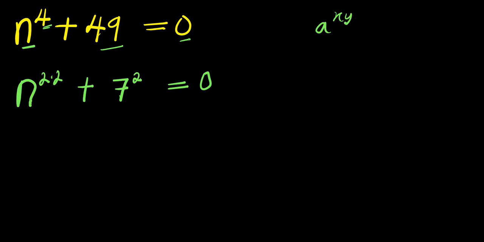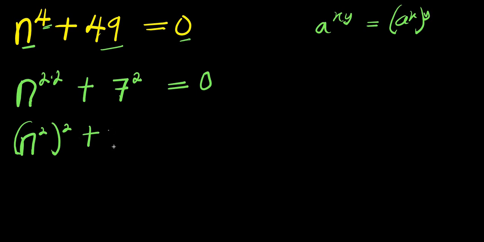a power x times y equals a power x to the power of y. So we have n power 2 to the power of 2 plus 7 power 2 equals 0.